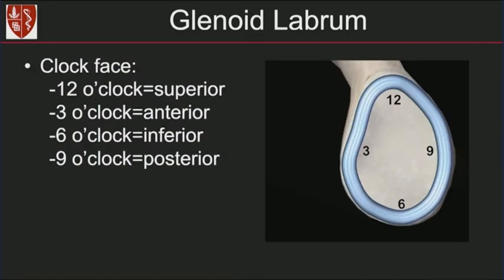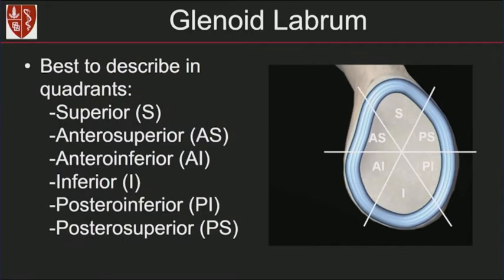The clock face has been used to describe the glenoid labrum. 12 o'clock is superior, 3 o'clock is anterior, 6 o'clock is inferior, and 9 o'clock is posterior. In our practice, we find it's best to describe the labral pathology according to quadrants: superior, anterosuperior, anteroinferior, inferior, posterior inferior, and posterior superior quadrants.